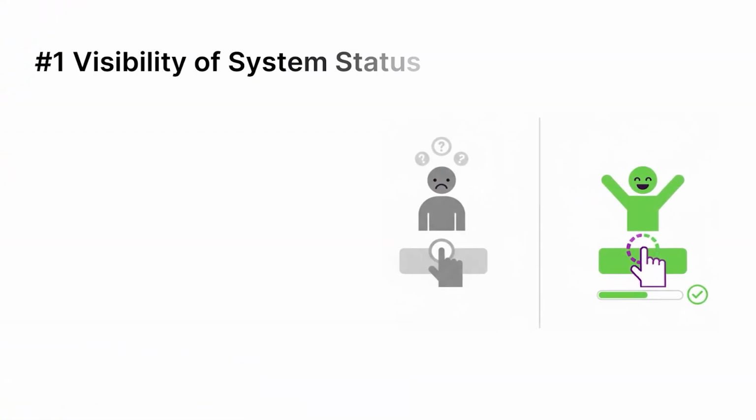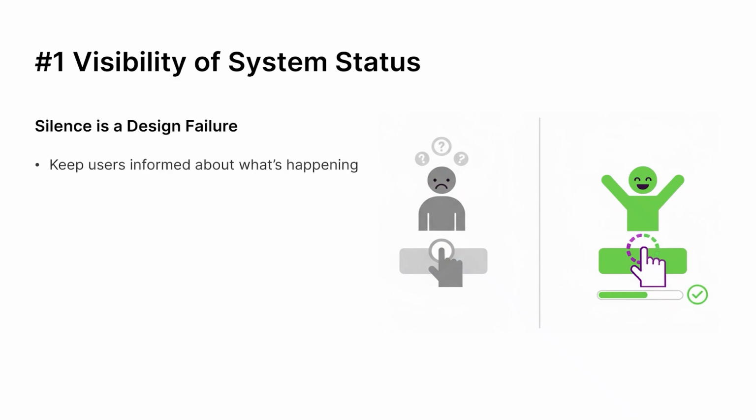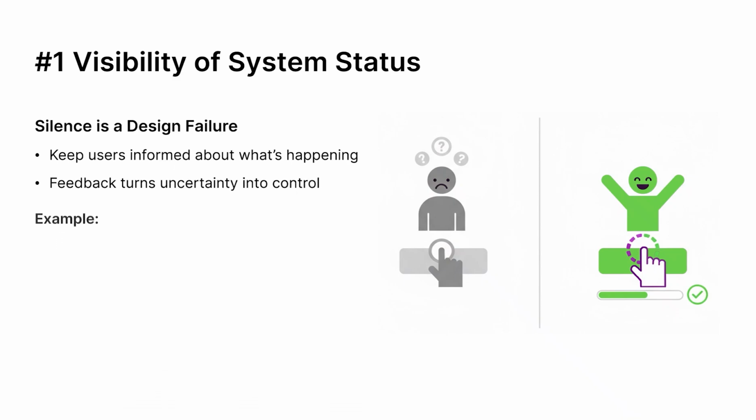Number 1, visibility of system status. Keep users informed about what the system is doing right now. Think about the last time you ordered food delivery, that little map showing your driver's location. That's this principle in action. When you click Submit on a form, you need to know. Did it work? Is it processing? Did something break?